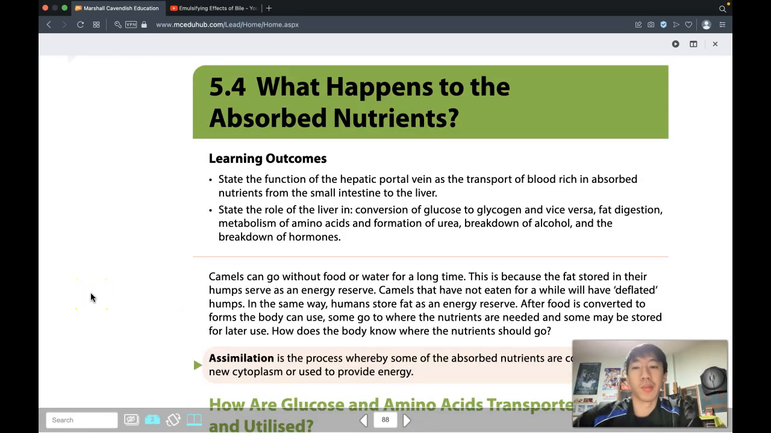Okay, and now let's talk about 5.4. What happens to the absorbed nutrients? Okay, state the functions of the hepatic portal vein as the transport of blood rich in absorbed nutrients from the small intestine to the liver. State the role of the liver in conversion of glucose to glycogen and vice versa, fat digestion, metabolism of amino acids and formation of urea, breakdown of alcohol, and breakdown of hormones. Okay, so liver, many functions.